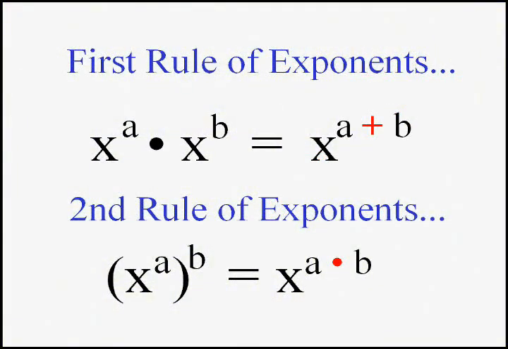Let's just remember these 2 rules. The first rule of exponents is when we're multiplying 2 expressions with the same base, we can add the exponents. The second rule is when we're exponenting one expression, the shortcut is to multiply the exponents. Okay?